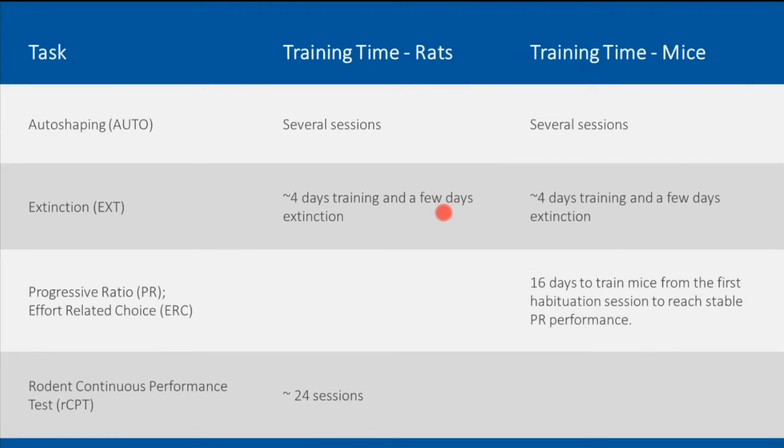So here we see training times for our other tasks. You will see that we have a missing point here for the progressive ratio. That's simply because that hasn't actually been validated in the rat yet, but we hope to have information about that soon.